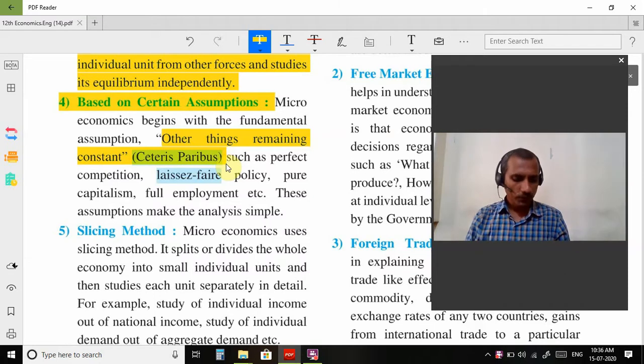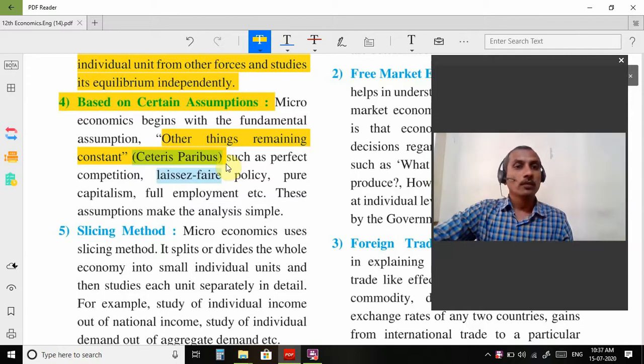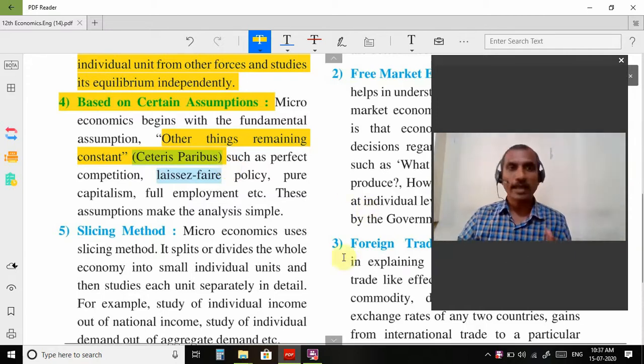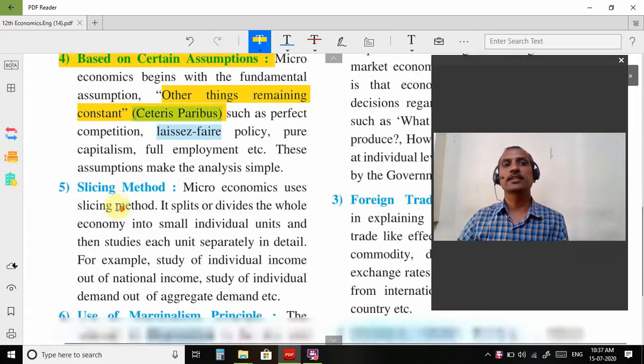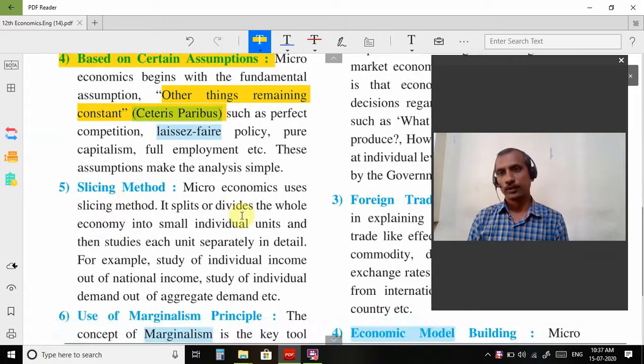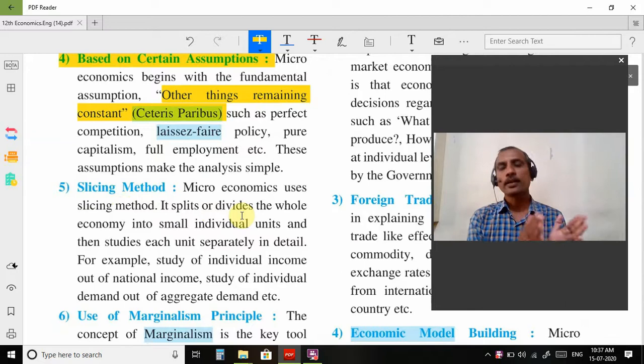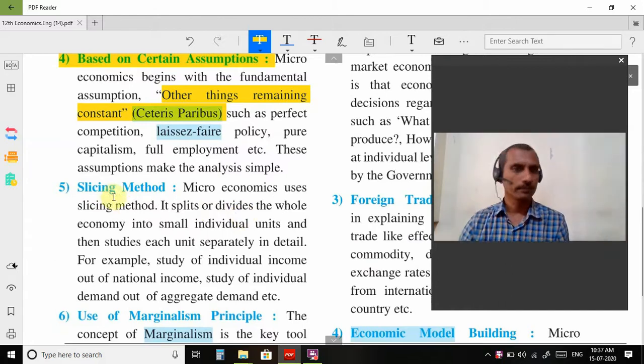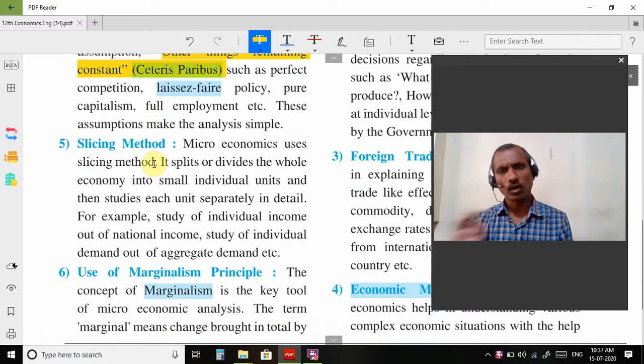Okay, so next one is, now we assume pure capitalism, full employment, these assumptions make the analysis simple. So when we are going to explain the law, these things are very helpful for us. हमें कौन सा भी अगर लॉ एक्सप्लेन करना है तो assumptions are very important. Without assumptions we cannot explain any law, law of demand, law of DMU, law of supply, etc.